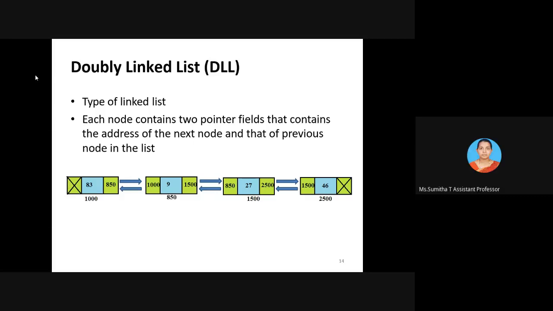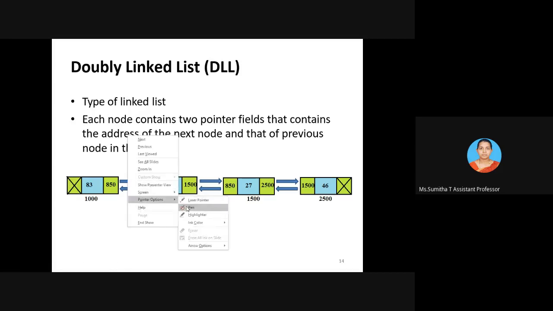In a singly linked list, we have only one pointer, the next pointer, which is used to point to the next node of the linked list. In the case of doubly, we have 2 pointers, one is next, one is previous, and the previous is used to denote the previous node. So each node contains two pointer fields that contain the address of the next node and that of the previous node in the list. Now, a doubly linked list means we can travel in both directions, forward and also backward.